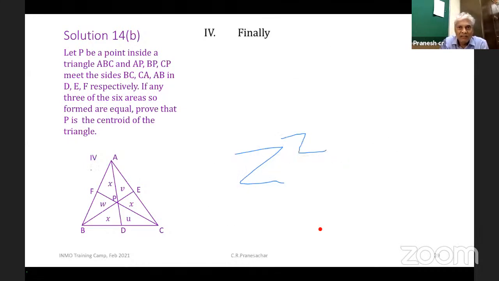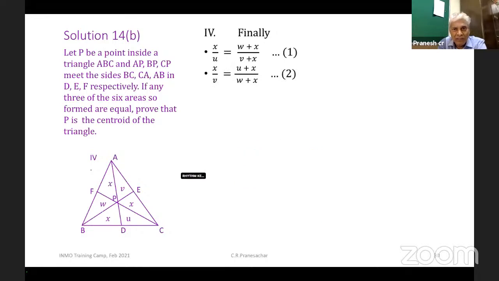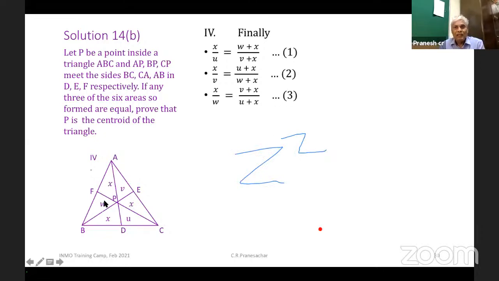But look at the last case. Finally, if you have alternate things, you have cyclically changed fractions. So X by U equals W by X plus V plus X. Then you cyclically change UVW, you'll get the other 2 fractions: X by V equals U plus X by W plus X, and X by W equals V plus X by U plus X. So how do you think you would solve this problem? You would prove the equality of UVWX.